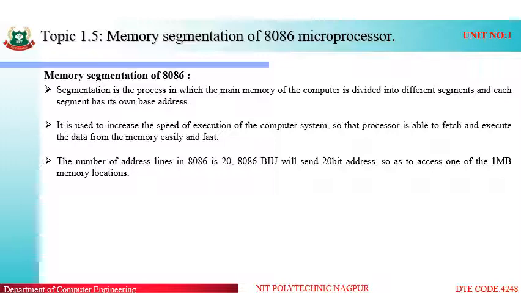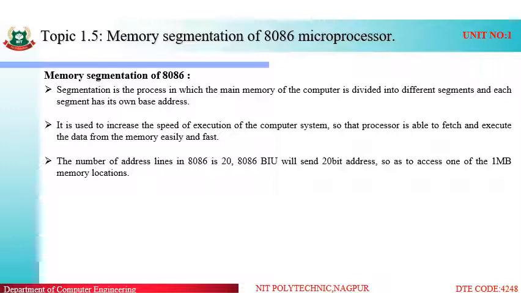Now why is segmentation done? It is used to increase the speed of execution of the computer system. If we divide the memory into segments, the processing speed of our processor will improve drastically. So the processor is able to fetch and execute the data from the memory easily and fast.